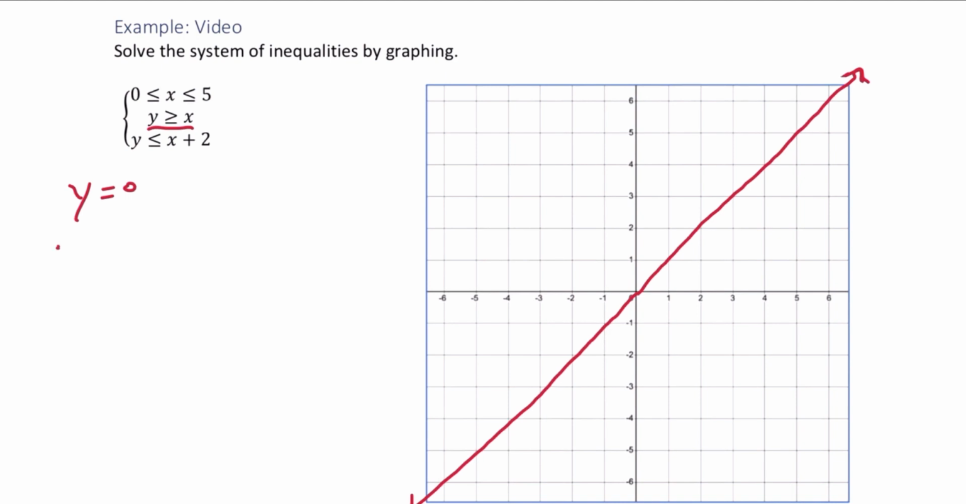Choosing a test point. This time we cannot test the origin because the line goes through the origin. So let's choose another point. Let's say 0, 2. So we have 2 is greater than or equal to 0. We're asking, is that true? It is, so we're going to shade above the red.